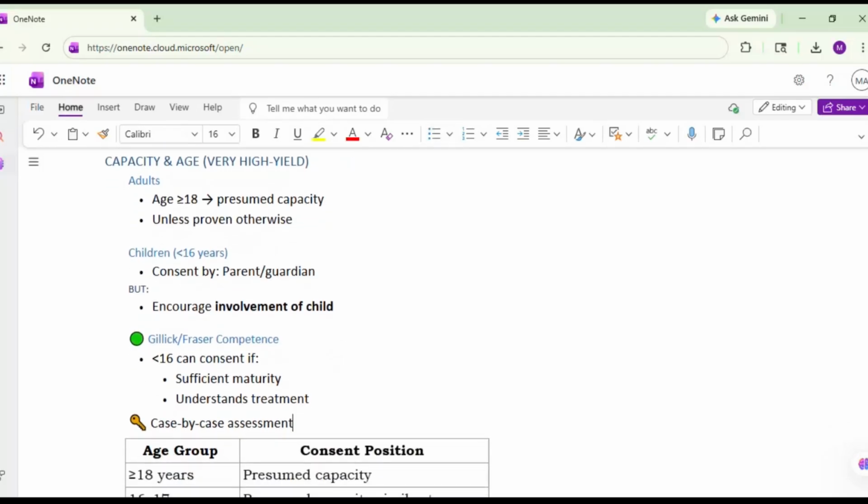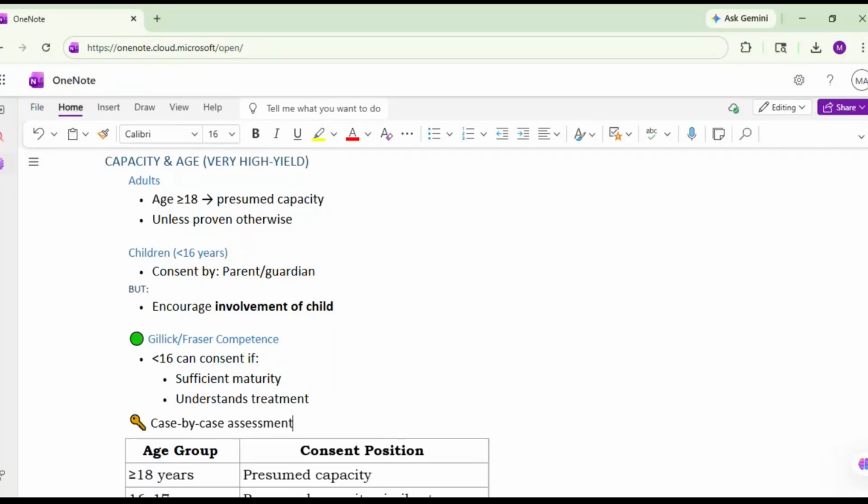Then Gillick competence. If the child is below 16, they can consent if there is sufficient maturity and they understand the treatment. So, Gillick and Fraser competence: below 16 the child can consent if there is sufficient maturity and understanding of the treatment. When the issue is termination of pregnancy, it is Gillick competence which is taken into account.